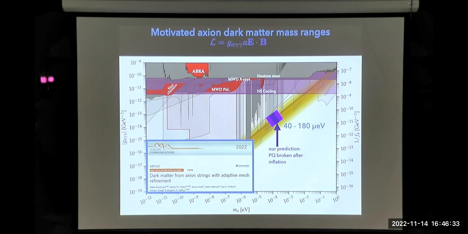And what we predict is that the axion should have a mass between 40 to 180 micro eV in order to have the correct abundance of dark matter, corresponding to decay constants on the order of 10 to the 11 GeV. And this prediction is useful because we can give it to our experimentalists who can then go and try to confirm or rule out this theory.